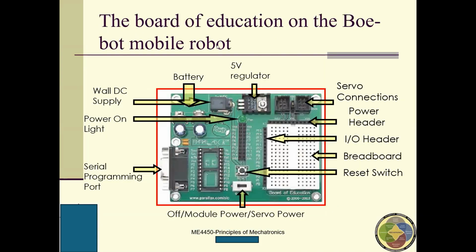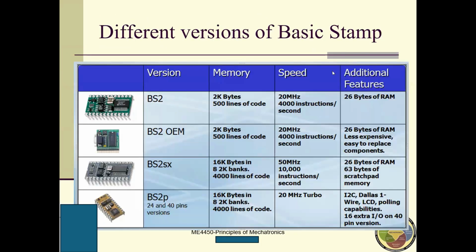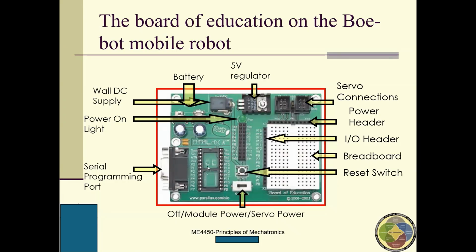Here is a bigger picture of the Board of Education on a Boe-Bot. This robot is called a Boe-Bot mobile robot. This is the frame, and you can put the BASIC Stamp chip on here. This is used to accommodate the BASIC Stamp. Here we have a wall DC supply, but you can also use a battery. It's a 5 volt regulator. Here's the power-on light. When you turn on the power, this light will be turned on.